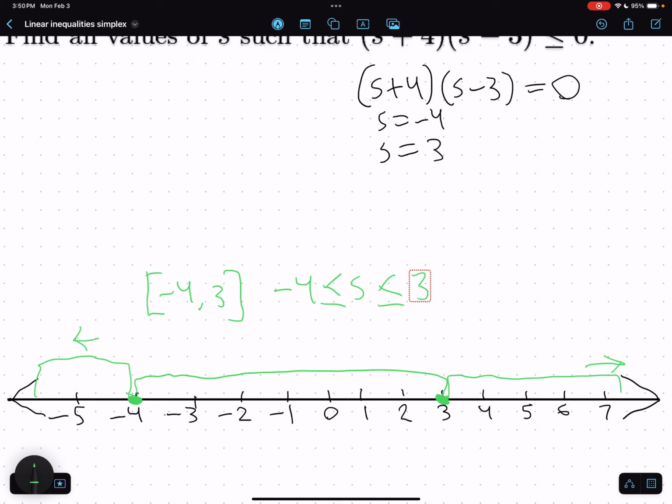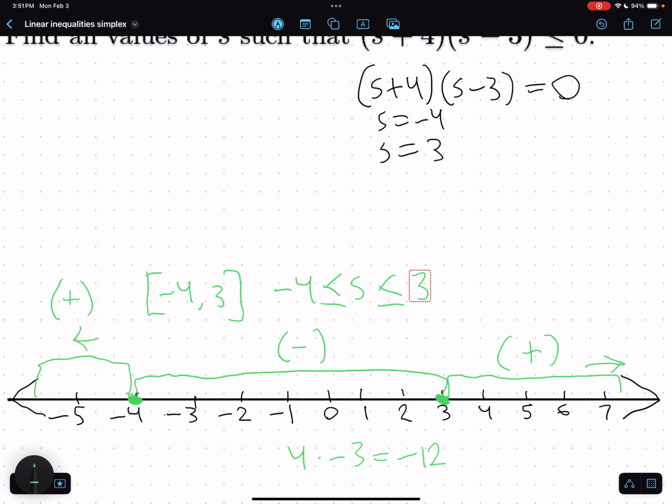So we can test 0. 0 plus 4 is 4. Then 0 minus 3 is negative 3. So 4 times negative 3 is negative 12. So all values in this region are going to be negative. You move on to the next region over here and test a point. You choose 5. 5 plus 4 is 9, and then times 2, since 5 minus 3 is 2. 9 times 2 is 18, so that's going to be positive in this region. And if you check this region, negative 5 plus 4 is negative 1, and then times negative 8, that's positive again. So this region is positive.